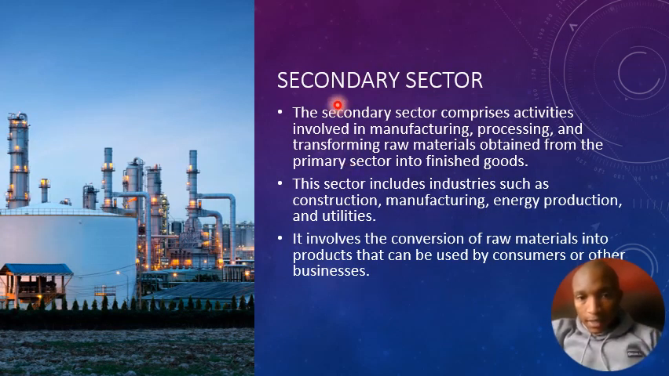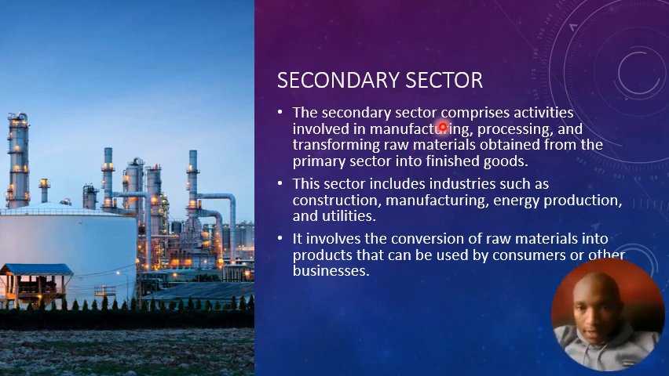We then move to the secondary sector. As we can see from the image, it is a sector that has the manufacturing industries. That is where they transform these raw materials from their natural form into a finished good that will be consumed by the consumers. The secondary sector comprises activities involved in manufacturing, processing and transforming raw materials obtained from the primary sector. The intersection between the primary sector and the secondary sector is that the primary sector provides the secondary sector with raw materials. Then the secondary sector processes those raw materials into finished goods. That is the interrelationship between the two sectors.